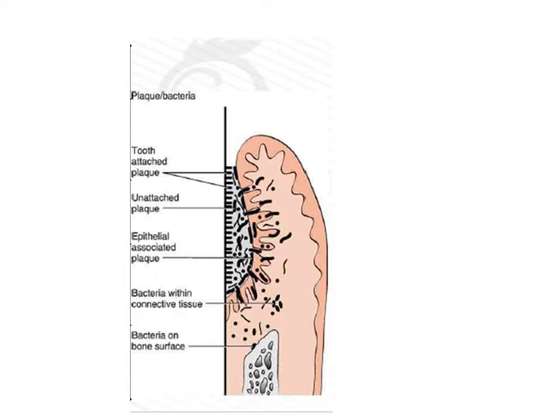The high biomass level of bacteria is found strongly attached to the tooth, supra and subgingival. The low biomass is present on the external surface of gingiva, and it's not fixed. It's always changing. Okay?